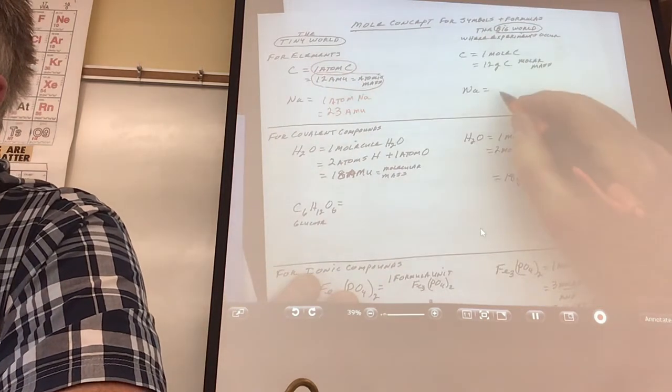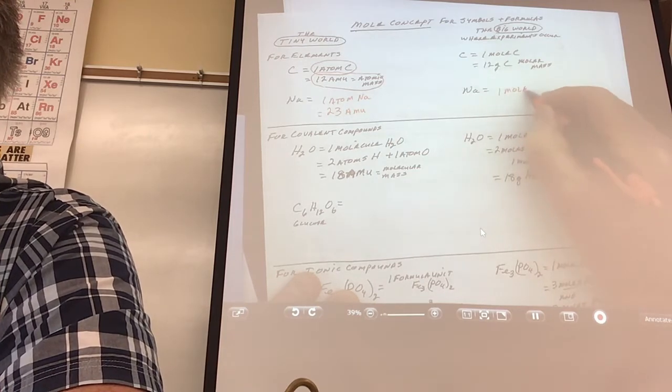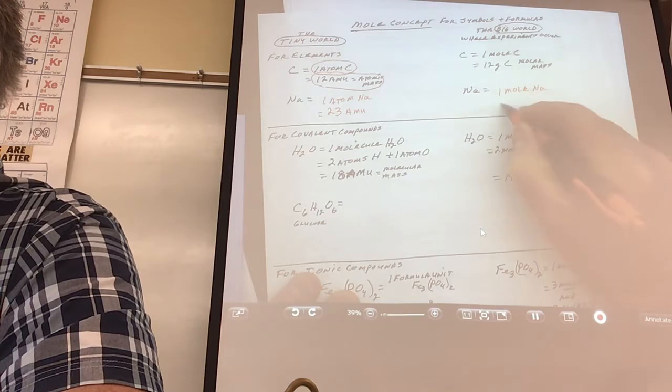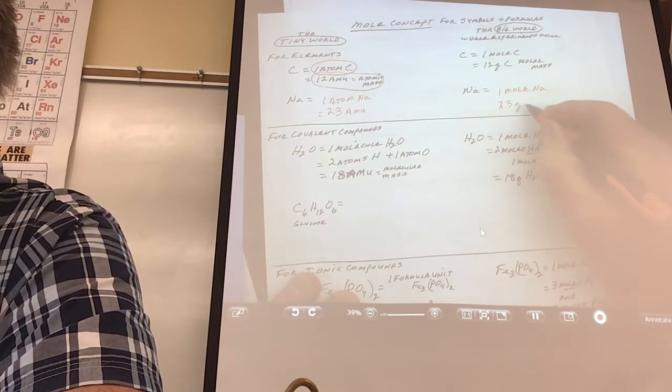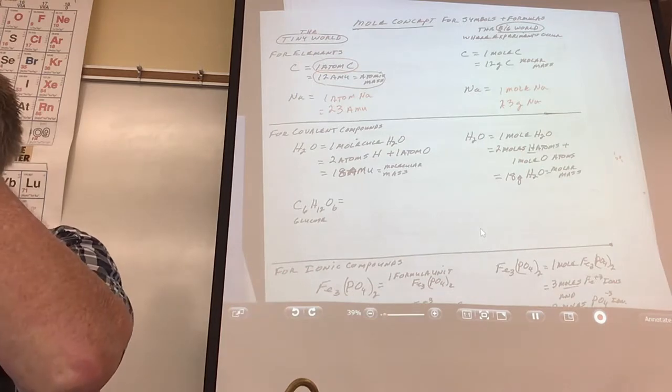Now go over here. In the big world, what's this? 1 mole of sodium equals 23 grams. It equals 23 what? Grams of sodium. And that's the molar mass, right? Not atomic mass, but molar mass.